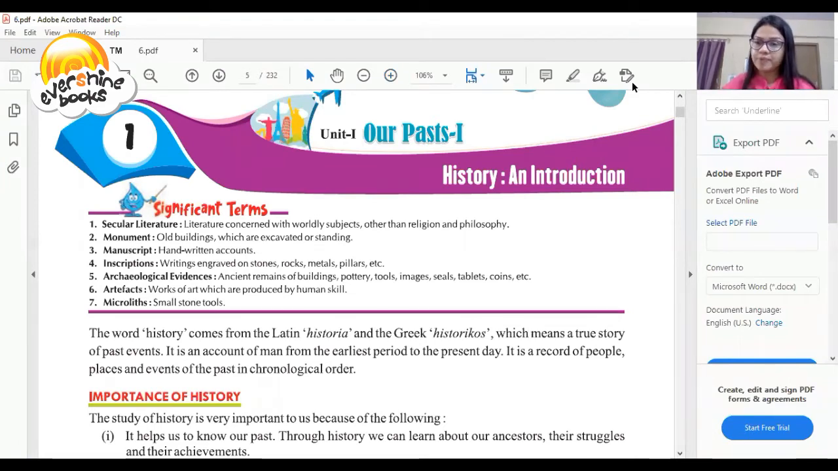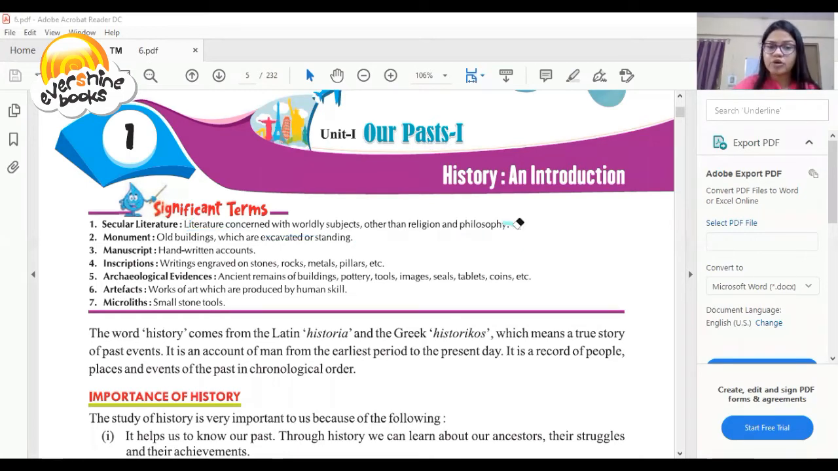So, the first important term is secular literature. As you can see on my screen, what is secular literature? Dear student, secular literature means the literature which is concerned with worldly subjects, other than religion and philosophy. That is called secular literature.